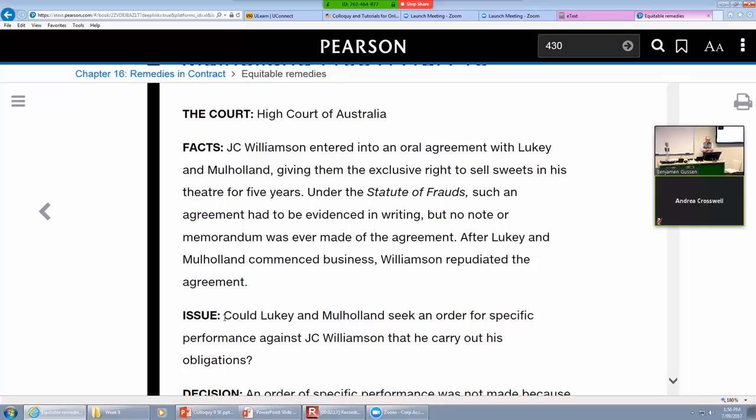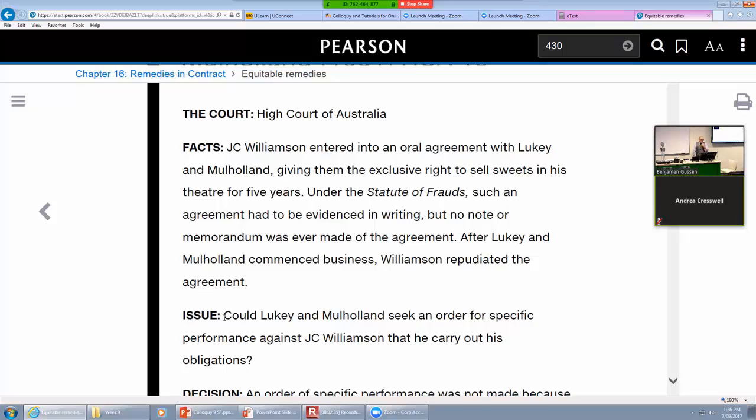All right. So, Statute of Frauds says evidence in writing. There was no note or memorandum ever made of the agreement. This is back in 1931. These things don't happen anymore. You never know. You really never know.